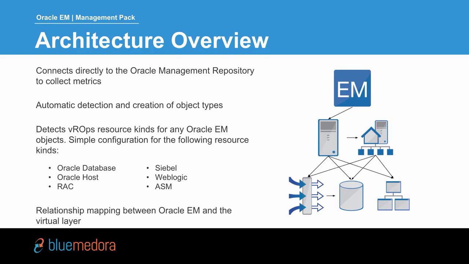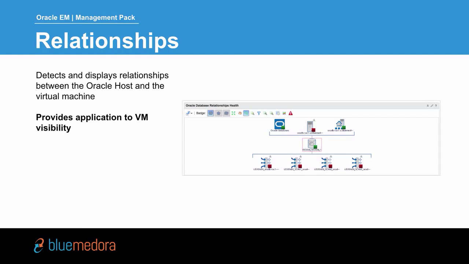Our automatic simple configuration provides the following resource kinds: Oracle Database, Oracle Host, RAC, Siebel, WebLogic, and ASM. The relationship mapping provided in Oracle Enterprise Manager is automatically ported to VROps, creating relationships between each of these components. On top of that, we create a relationship between the Oracle host and the virtual machine, providing application to VM visibility.